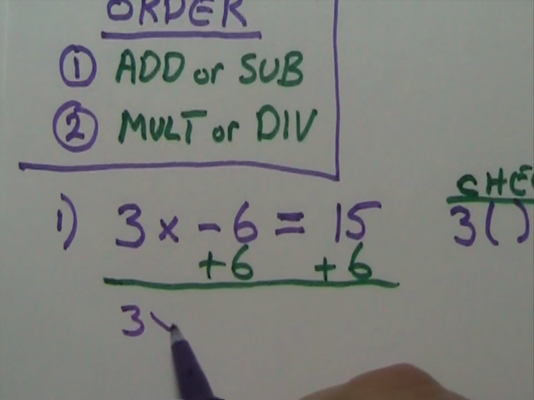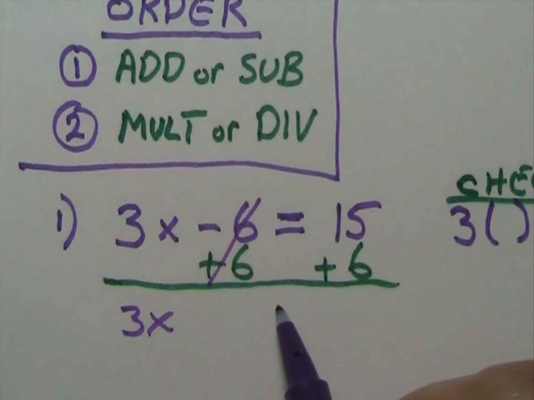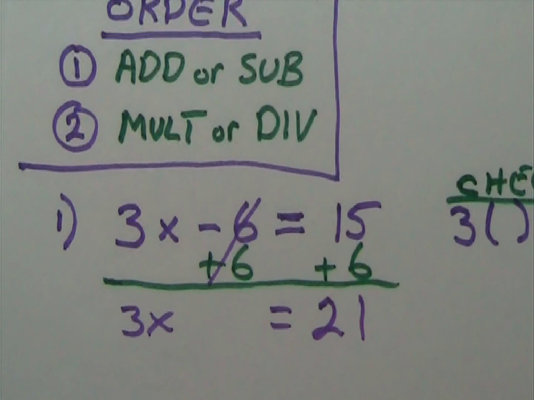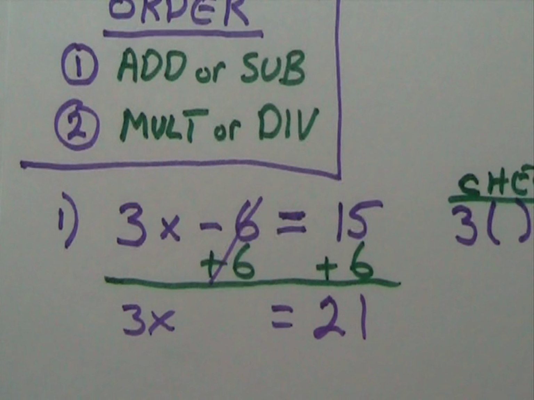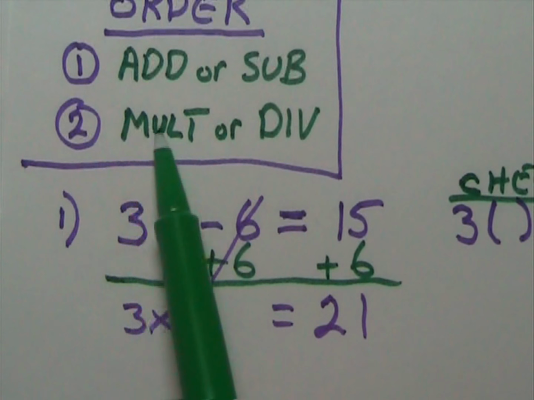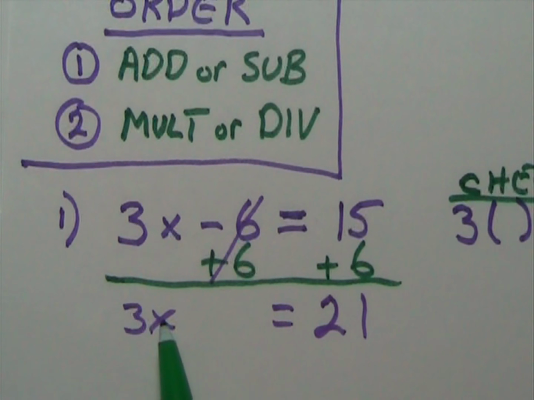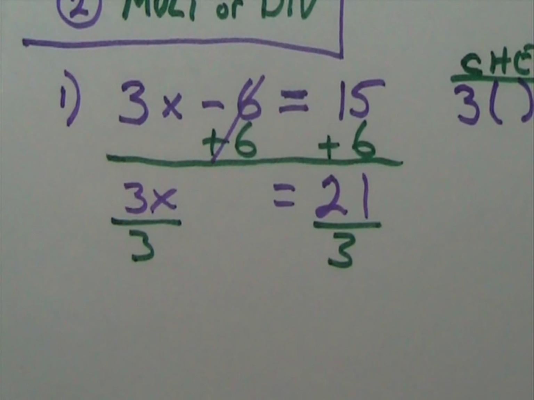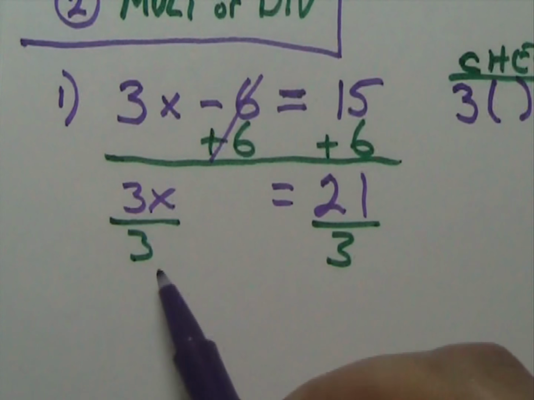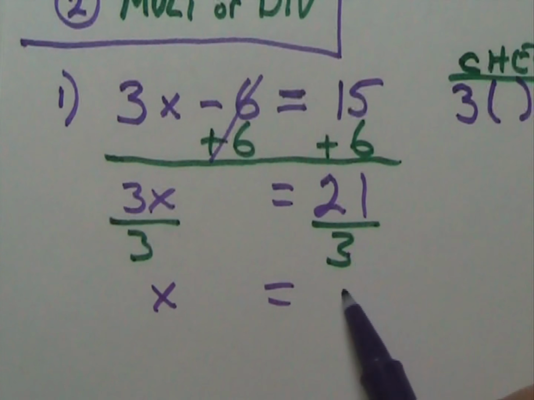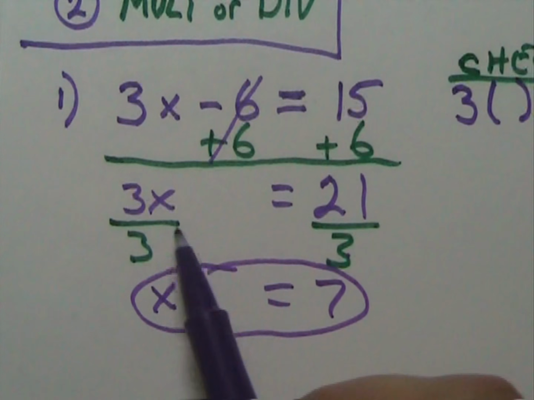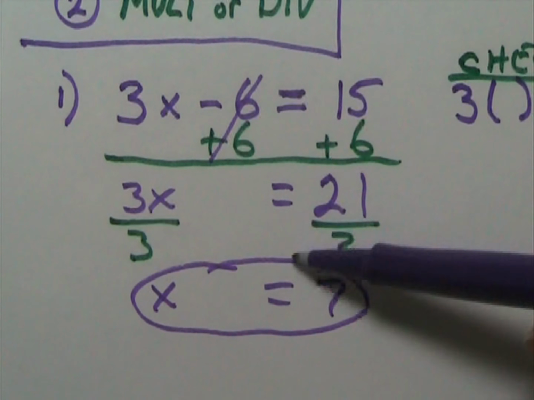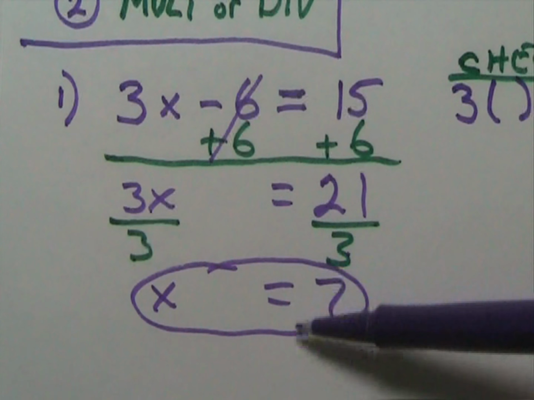Okay, so that leaves me with 3x. That's gone. That's 0. And 15 and 6 makes 21. And you can see your answer right now, but let's go ahead and do the second step, multiply or divide. This is times, so I will do division. I'll divide by 3, both sides. And that leaves you with 21 divided by 3 is 7. And you could just see that right here too, because 3 times 7 is 21. Now notice how I keep my equals lined up. That's what you should be doing. Keep your equals lined up.